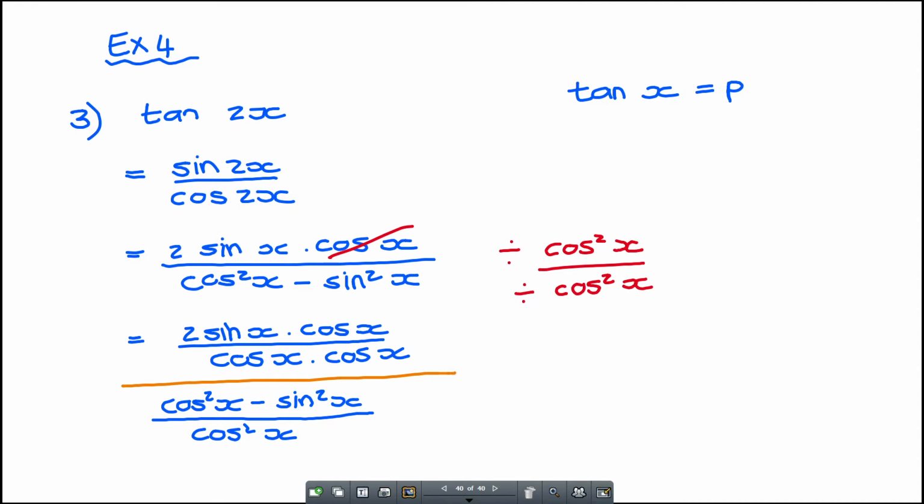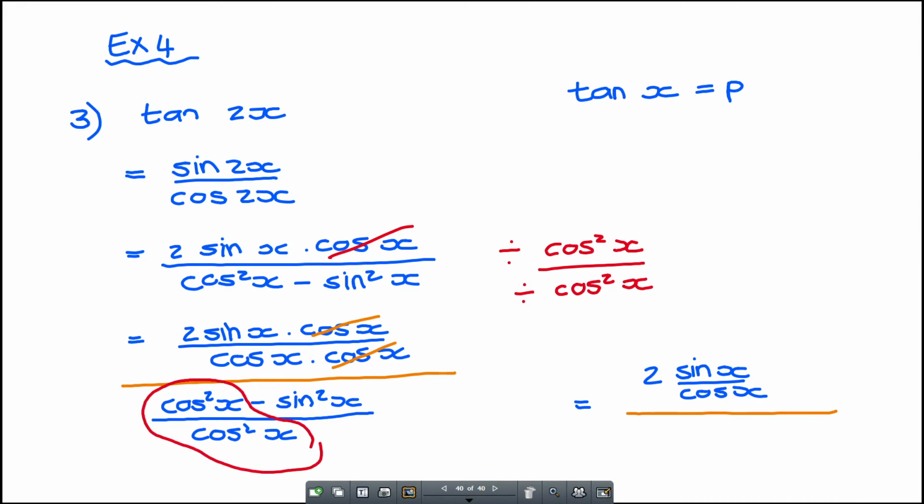Okay. Now, what's going to happen is this cos and that cos will cancel out. So wat bly bo die lyn oor? 2 sin x over cos x. Okay. Aan die onderkant van my breek. Kyk gou, if I put these two together, cos squared x over cos squared x, dit gee vir my 1. Do you guys understand that part?